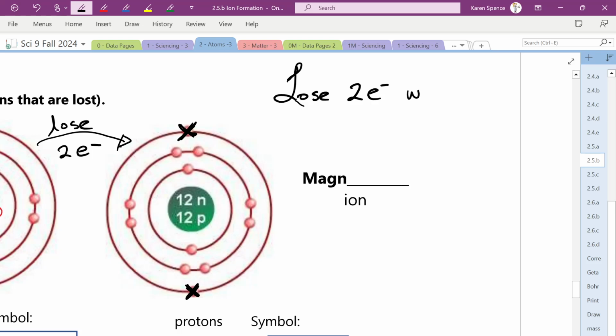Now, if we lose 2 electrons, what's the charge? It's positive. Positive how much? 2. Okay?